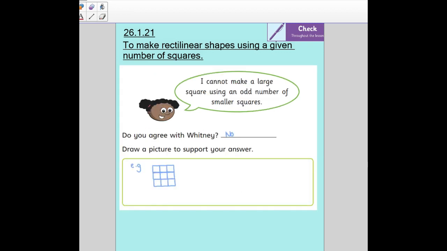How did you get on here? Did you agree with Whitney? No. You may have drawn a square that has 3 rows and 3 columns. You may have drawn one with 5 rows and 5 columns, or 7 rows and 7 columns. Well done if you spotted that.